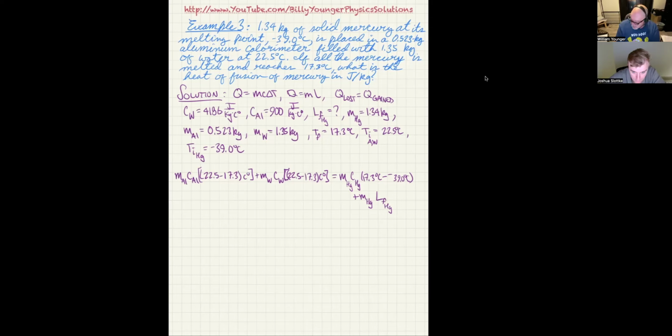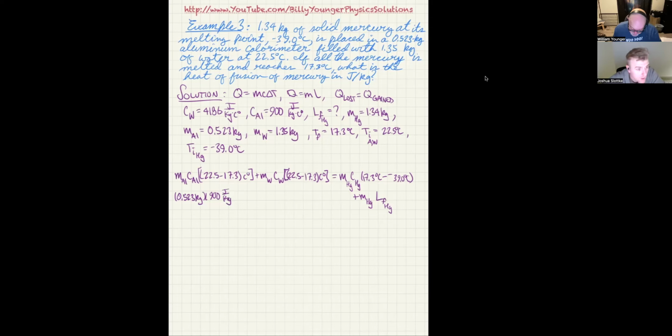So now I can go ahead and put some of these numbers in, in hopes of making it a little more clear. So what I'm going to do is the 22.5 minus 17.3. I'm going to work that out so that I can put that number by itself, and then just fill in the numbers so it won't take up quite as much room. So 22.5 minus 17.3 gives me 5.2. So this is the mass of the aluminum, which is 0.523 kilograms times 900 joules per kilogram.